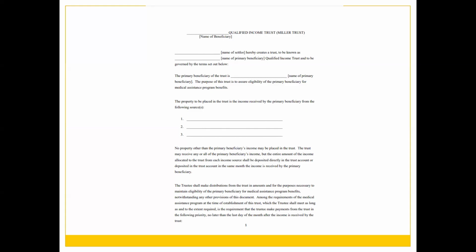Sometimes the Miller Trust is also known as a qualified income trust. So if you see qualified income trust or QIT, know that this is another name for a Miller Trust. When we are talking about settlor, the settlor is the person who establishes the trust. This is typically the Medicaid applicant and recipient. However, the applicant or recipient's legal guardian, attorney in fact, which is a power of attorney, or Medicaid authorized representative may serve as the settlor instead.